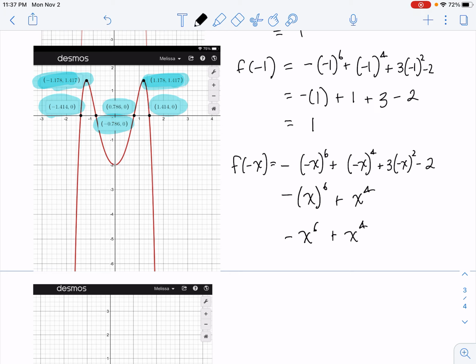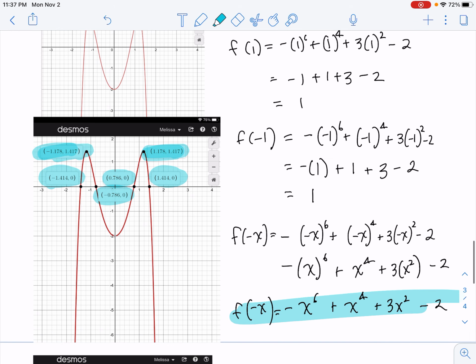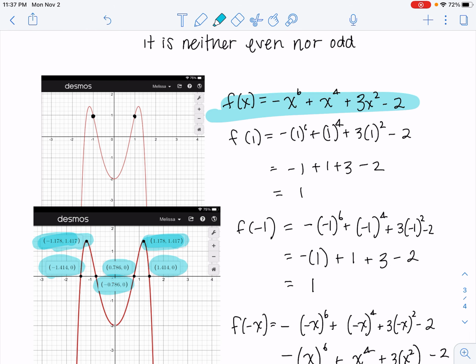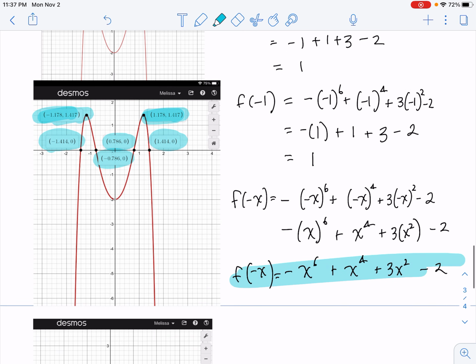And then I'll get negative x times negative x, squared, positive x squared, times 3 times x squared, also known as 3x squared, minus 2, no work to do there. So here's what I get. f of negative x is equal to negative x to the sixth plus x to the fourth plus 3x squared minus 2. But look at that. That was exactly what f of x was up here. They are the same. When I plug in the opposite of x, I get the same thing that f of x is.